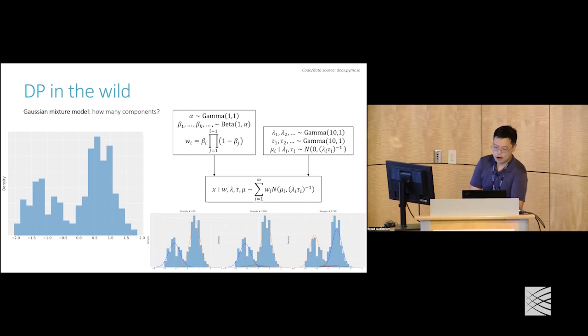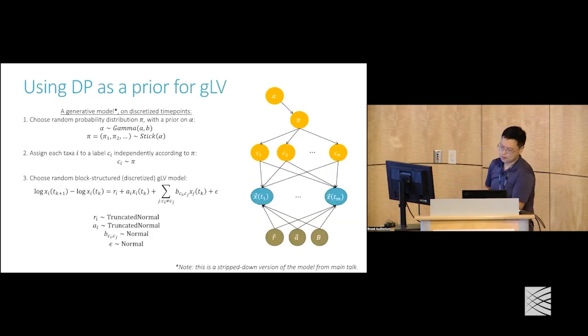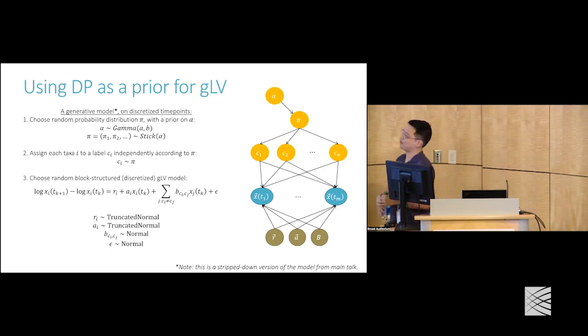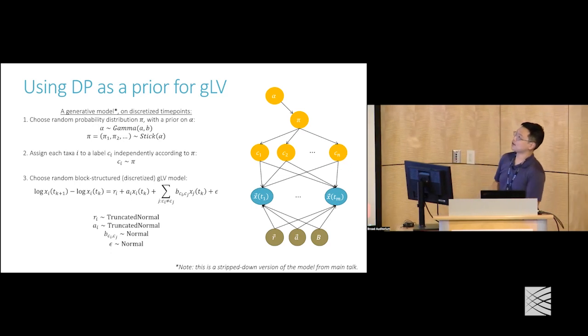Yeah, good question. But again, this is not the model that we use necessarily for this whole thing. So in terms of how we apply this for the GLV system, here's a toy version, or a stripped down version, of the model that Travis is going to talk about. And it's a generative model on discretized time points.